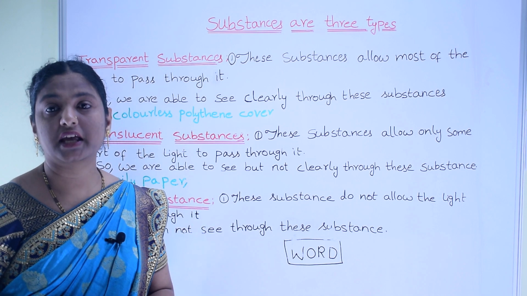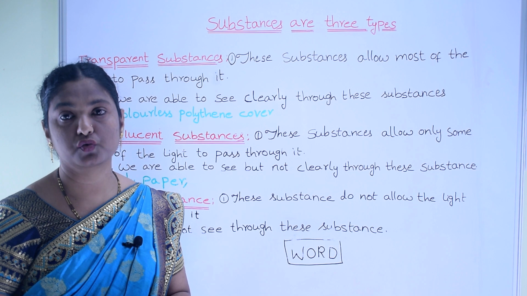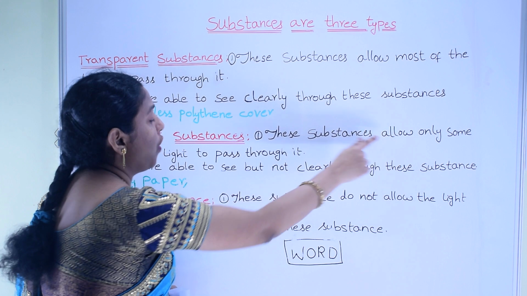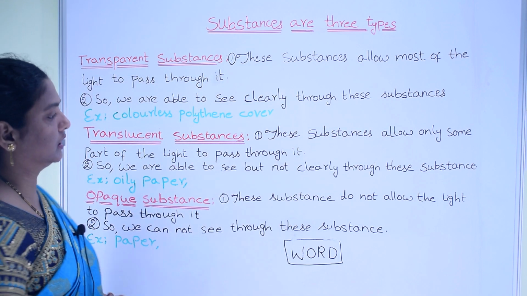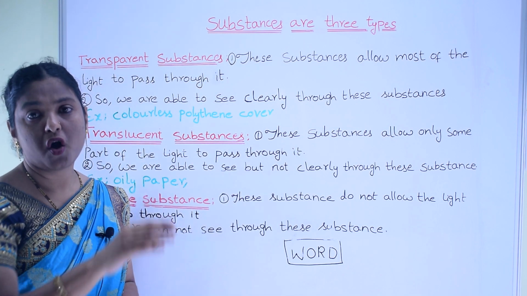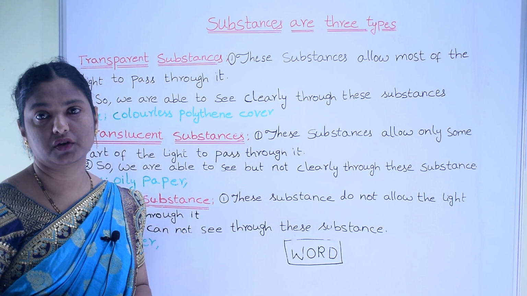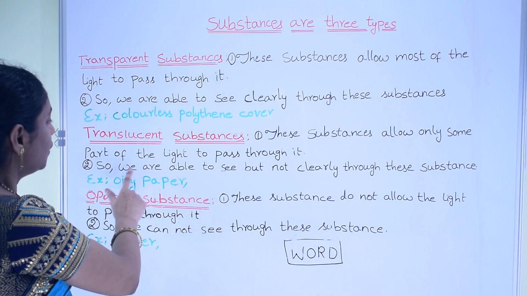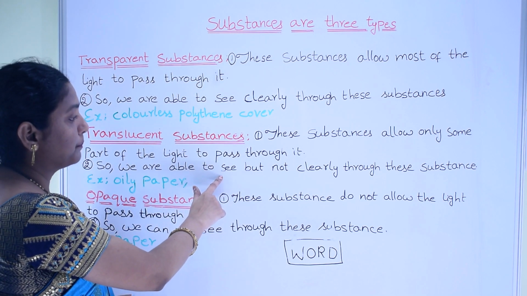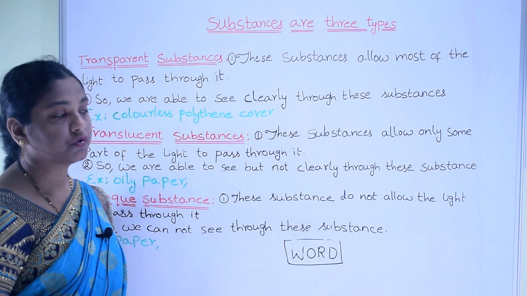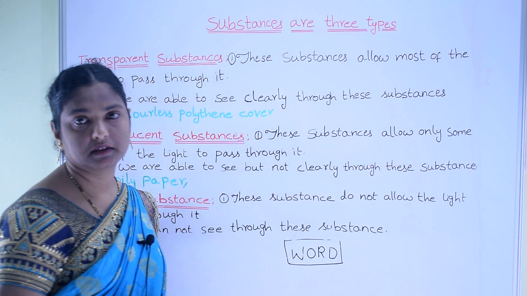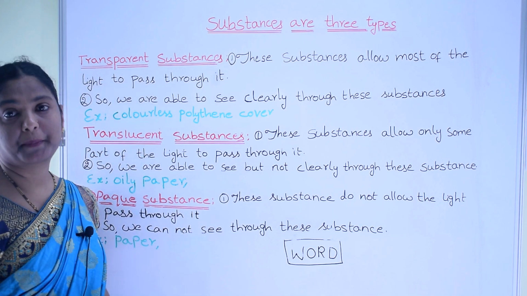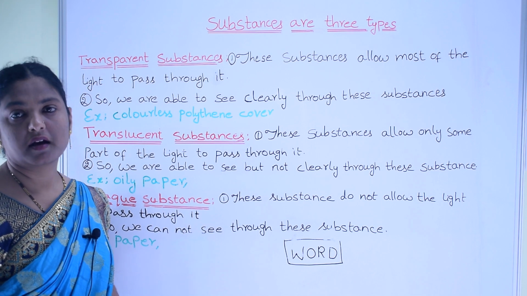Now again I am saying the definition of translucent substance. These substances allow only some part of the light to pass through them. So we are able to see but not clearly through these substances. Example is oily paper.